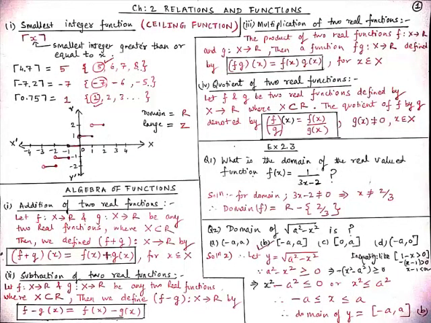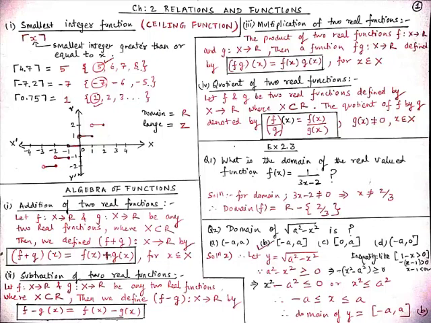Today in this video we will continue with our next real valued function. Our next type is the smallest integer function, also known as the ceiling function, which is denoted by ⌈x⌉. Here ⌈x⌉ means the smallest integer greater than or equal to x. To understand this, let us take some real values.